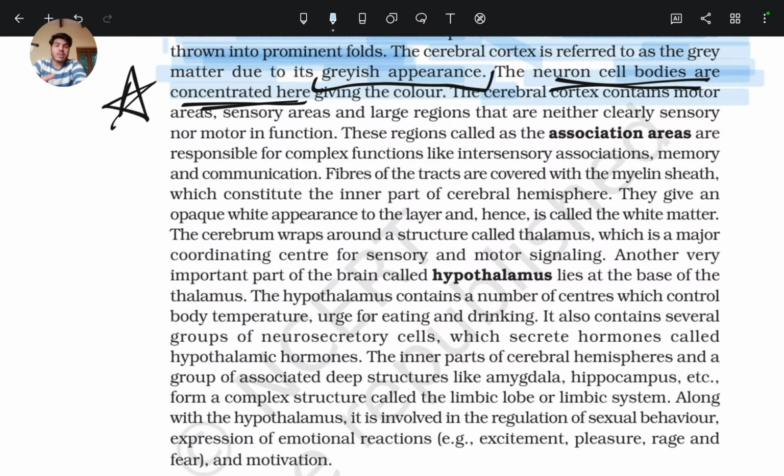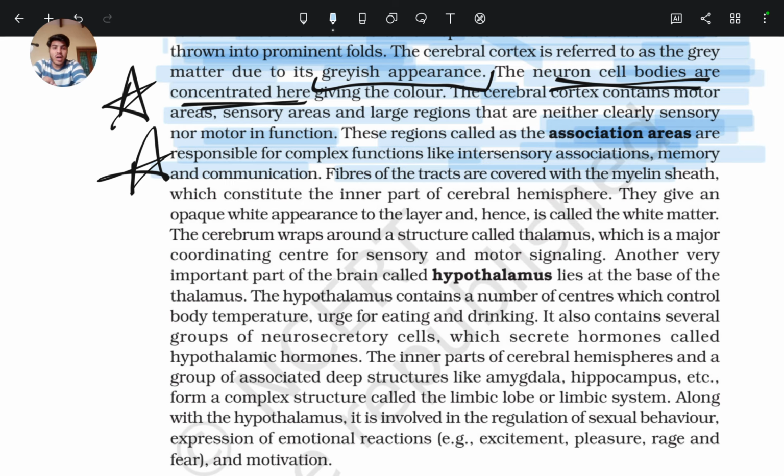The cerebral cortex contains motor areas, sensory areas, and large regions that are neither clearly sensory nor motor in function. These regions are called association areas. Association areas are responsible for complex functions like intersensory association, memory, and communication. So it is also an important point.